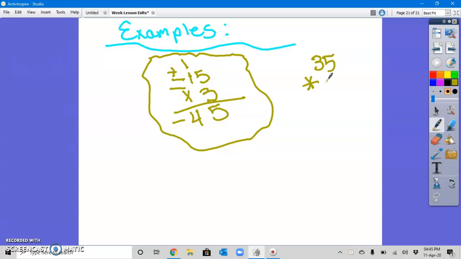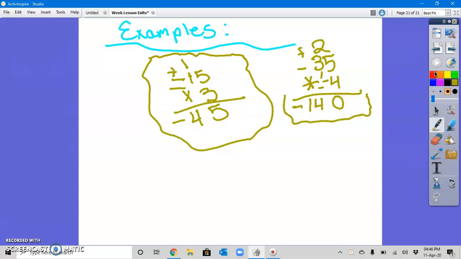Now let's do another one. 35 times negative 4. Multiply normal. 5 times 4 is 20. 4 times 3 is 12. Plus 2 is 14. And it'll be a negative because you remember you're multiplying a positive to a negative. The answer will be negative.